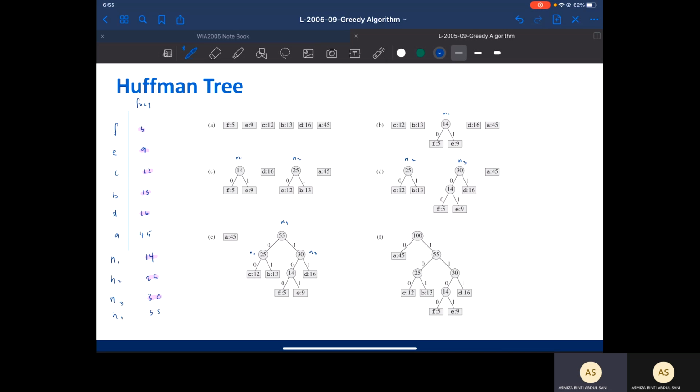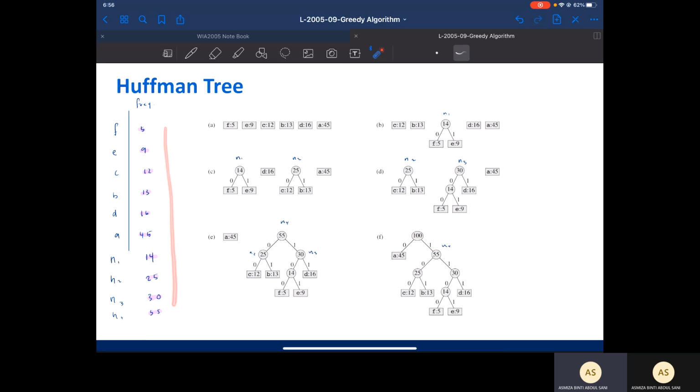So this is N4. And then we do the same thing again, which is find the next two smallest numbers. We only have these two left, and we're going to combine these two. This is N4 with 45, which is A. Okay, N4 and 45, and we're going to total up and create the final node.